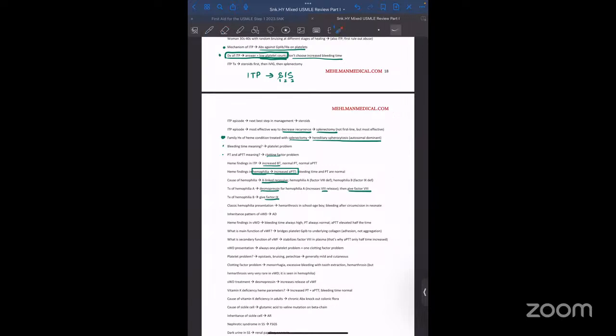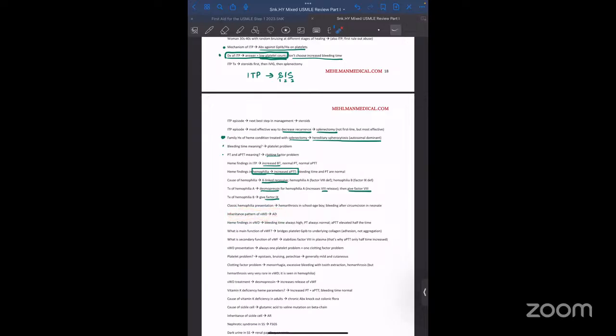Next one. Classic hemophilia presentation. Hemarthrosis in a school-age boy. Bleeding after circumcision in a neonate. So joints bleed, right? Hemarthrosis in a school-age boy or bleeding after circumcision in a neonate. Think hemophilia, classic presentation.